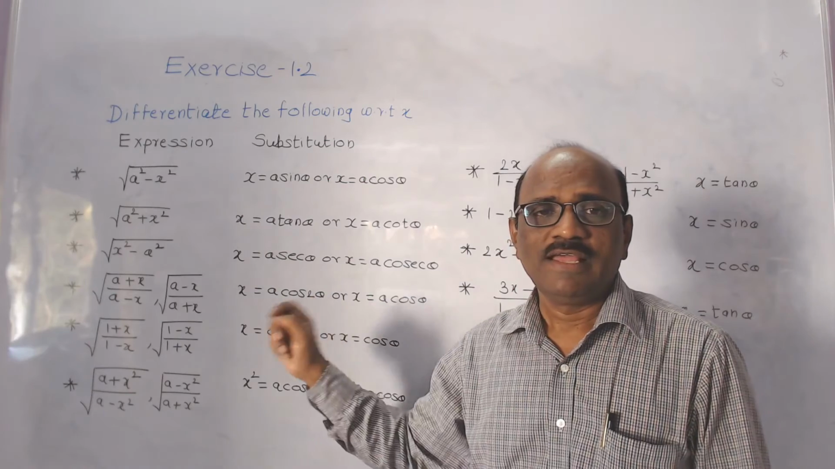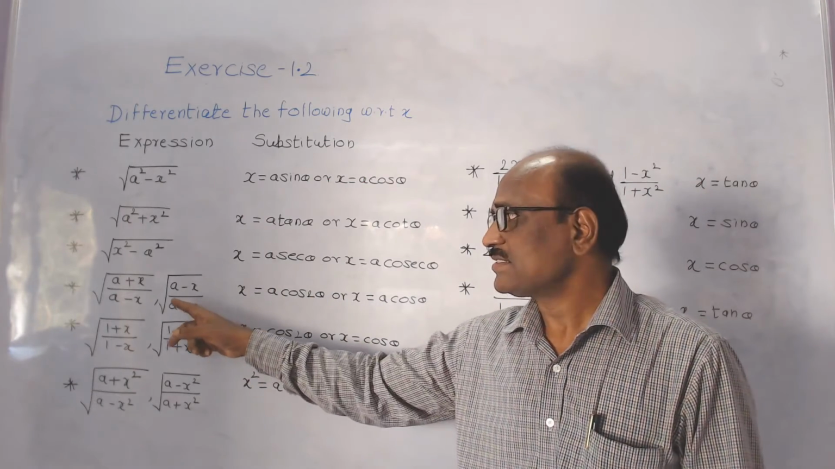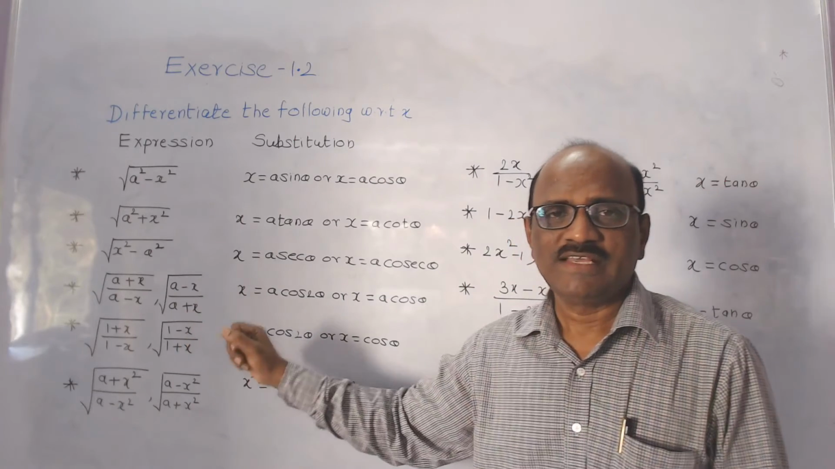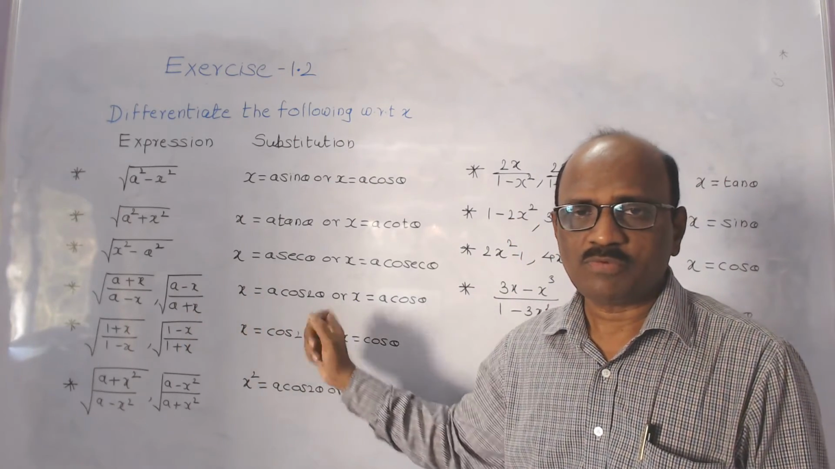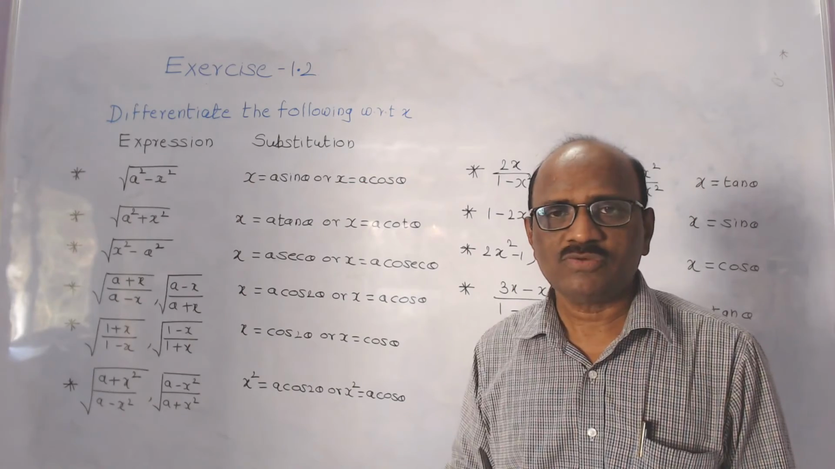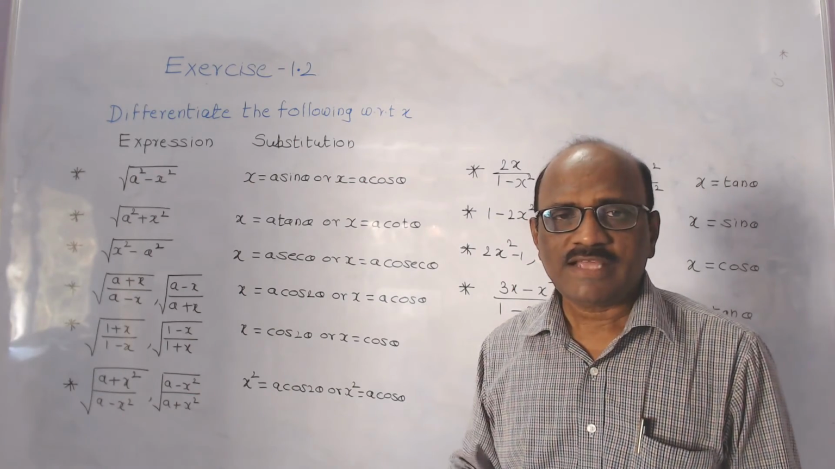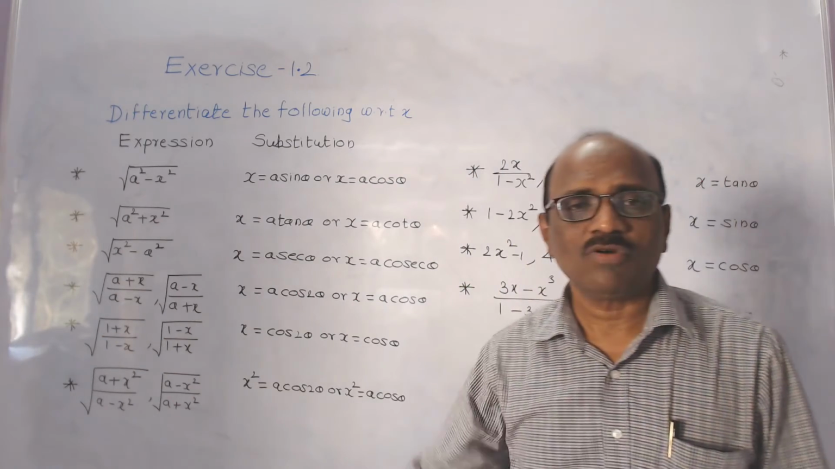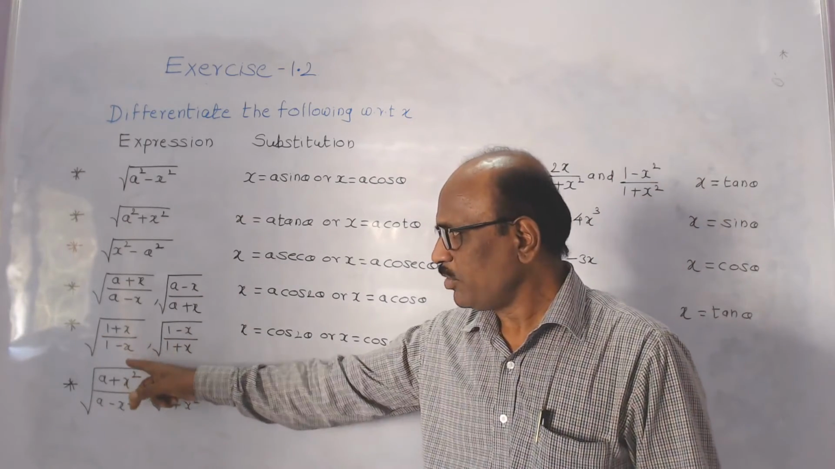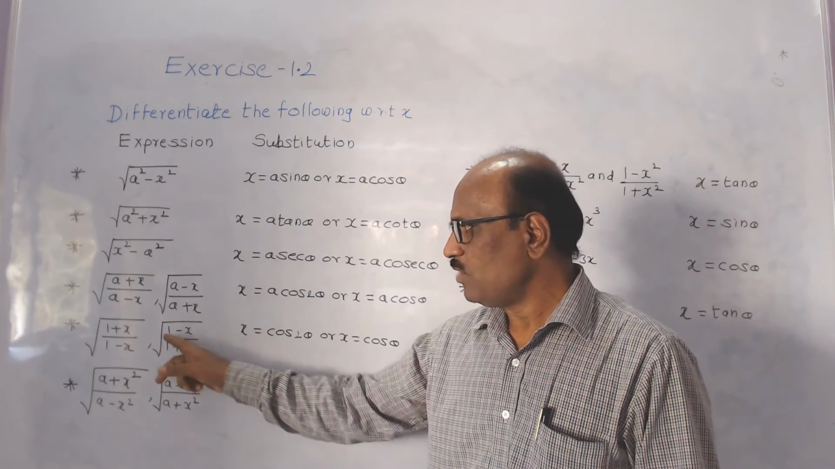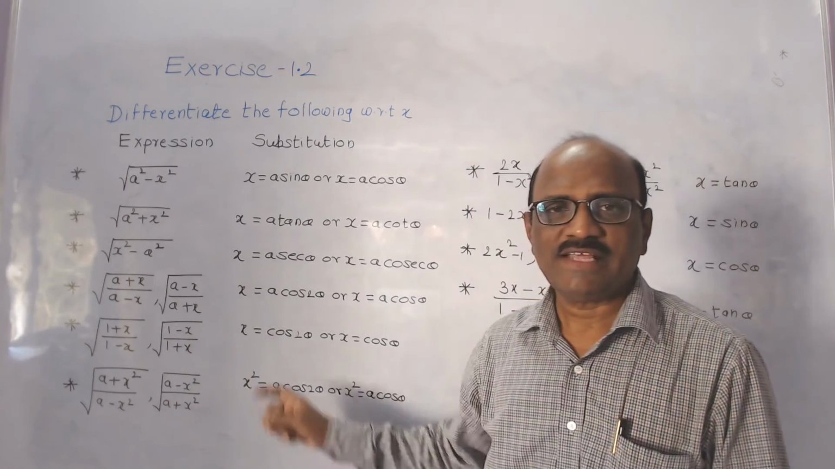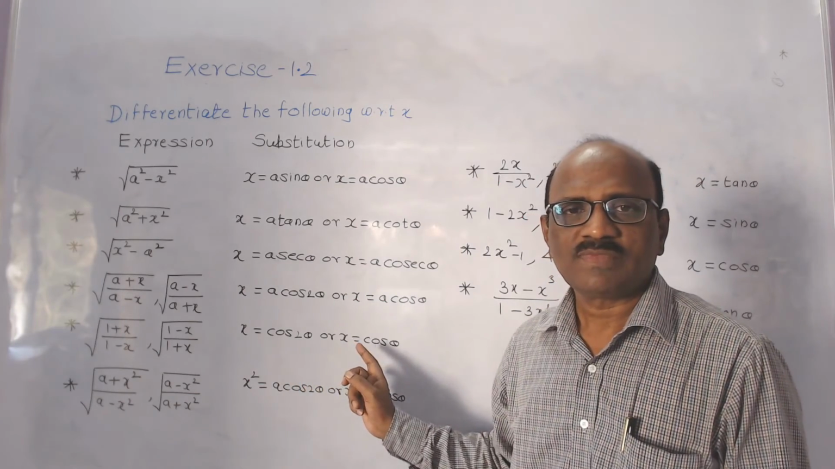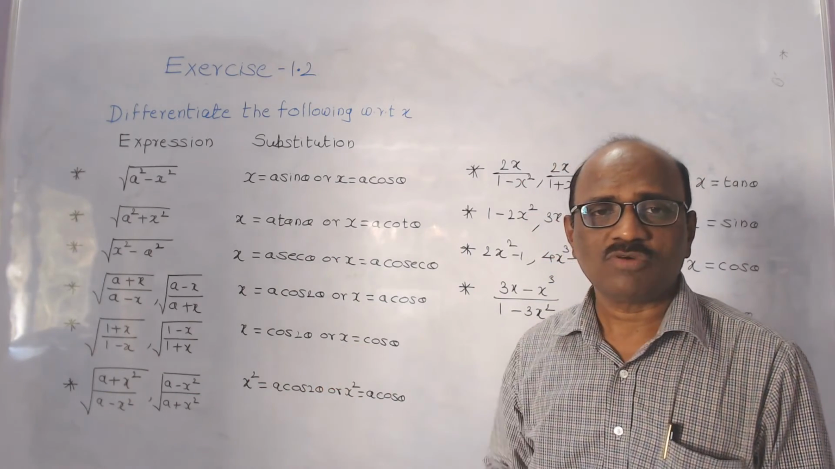Next is in root of a plus x upon a minus x or a minus x upon a plus x. Then x is equals to a cos of 2 times theta or x is equals to a cos theta. Next, instead of this a, we have replaced here 1, in under root of 1 plus x upon 1 minus x or 1 minus x upon 1 plus x. Then you have substitution x is equals to cos of 2 times theta or x is equals to cos theta.